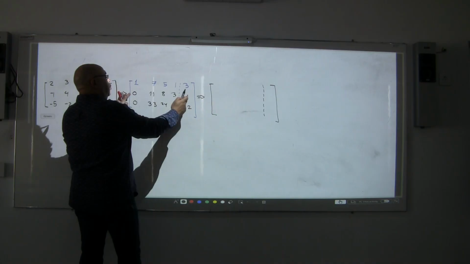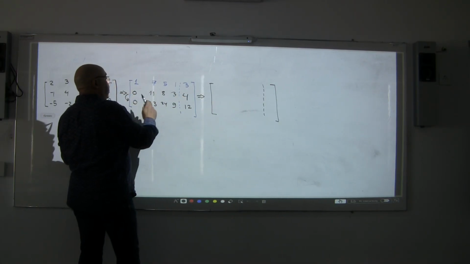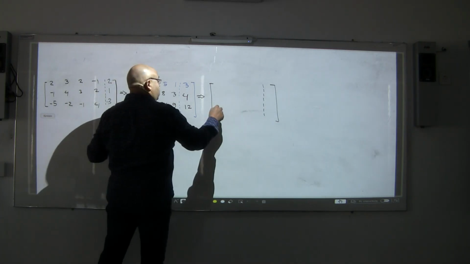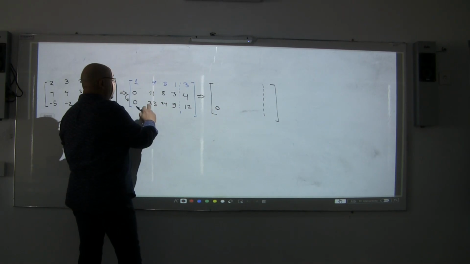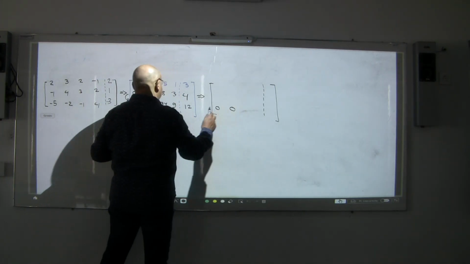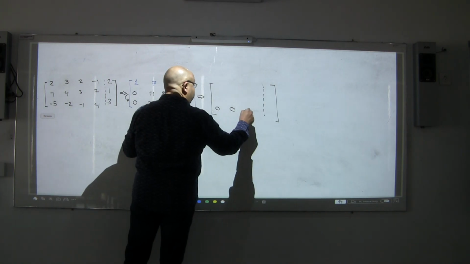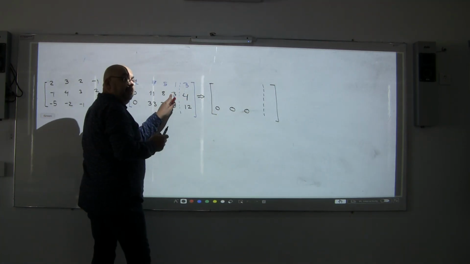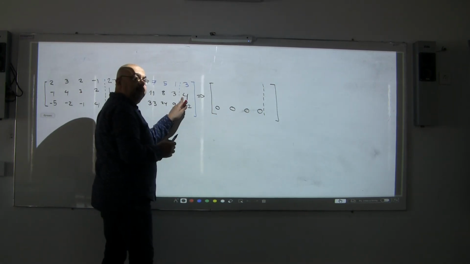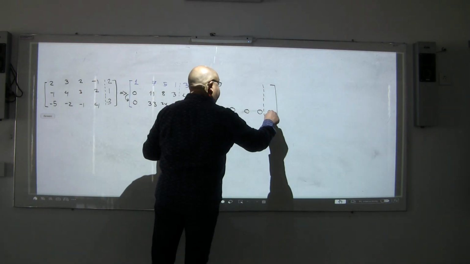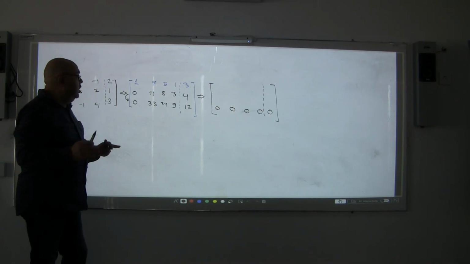Multiplying second row by negative 3 and adding it on the last row. Negative 3 times 0 plus 0, it's 0. Negative 3 times 11, negative 33. Plus 33, the result is 0. Negative 3 times 8, negative 24. Plus 24, the result will be 0. Negative 3 times 3, negative 9. Plus 9, the result will be 0. Negative 3 times 4, negative 12. Plus 12, so the result will be 0. So the last row, it's all zeros.